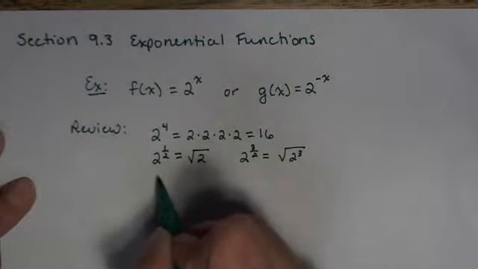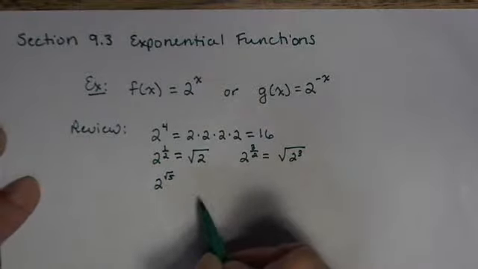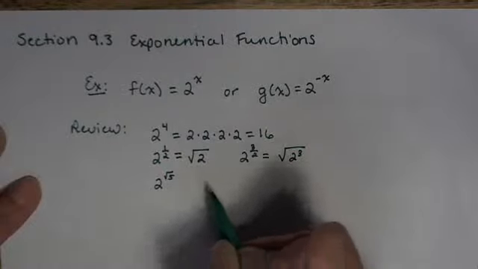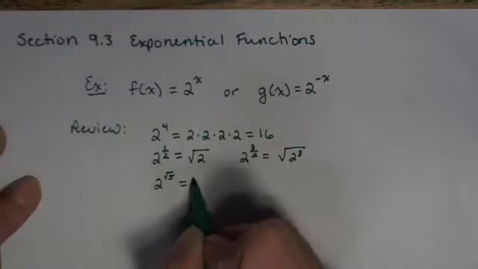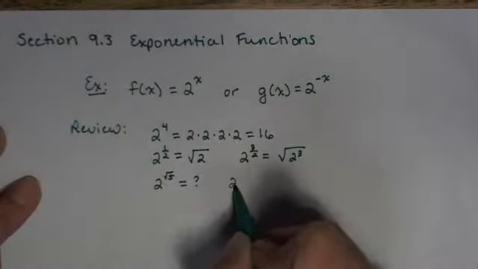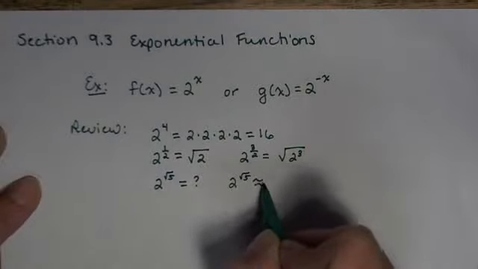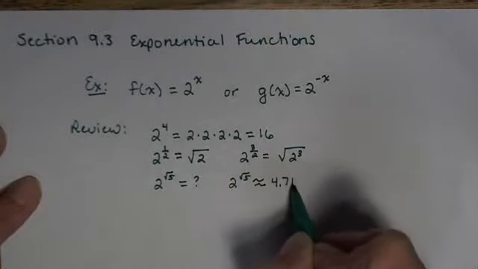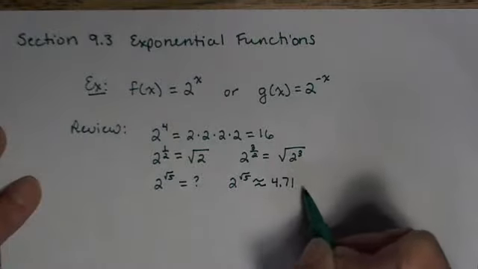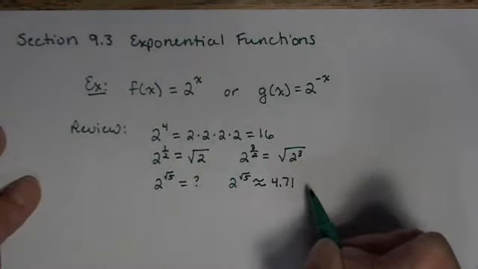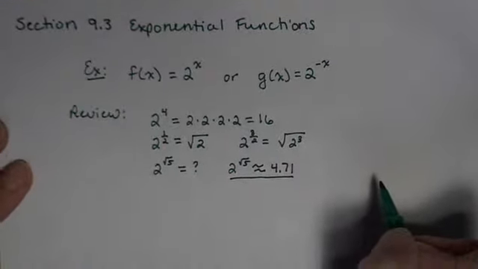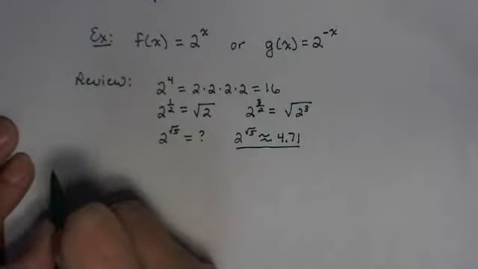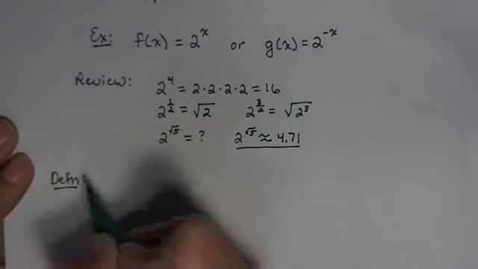But what about if we had something like 2 to the square root of 5? That's very difficult to rewrite in another form. So for right now, we need to just be able to evaluate what does this actually equal. Well, 2 to the square root of 5 is approximately 4.71. And at this point in time, that's all we need to know about that particular calculation. So let's take a closer look at exponential functions. Let's start out with the definition of what an exponential function is.